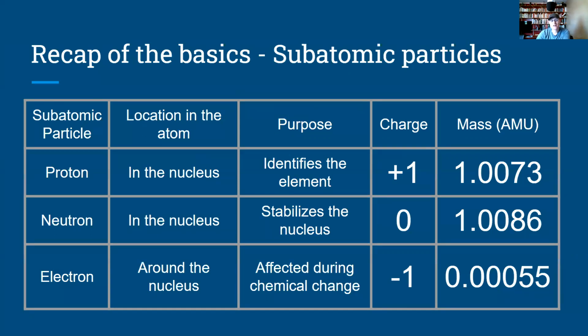You should know the purpose of each of those subatomic particles: the proton identifies which element you're working with, the neutron is going to stabilize the nucleus, and the electrons are what really affect chemical change. Charges, of course, for protons are +1, and electrons are -1. Let's take a look at the mass. One of the things that you reviewed in nuclear chem is that the proton weighs slightly less than a neutron, and electrons, while they do have mass, are substantially smaller than the protons or, I'm sorry, neutrons.